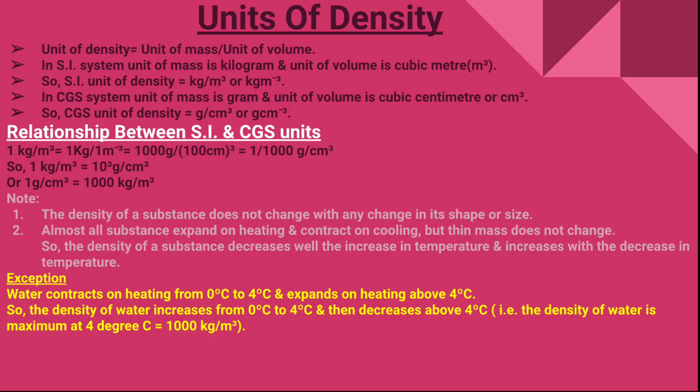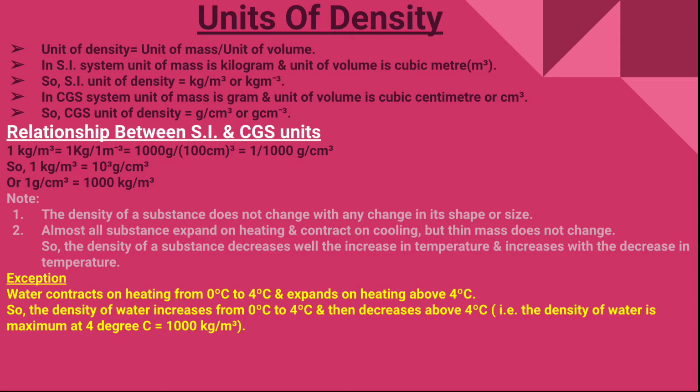Next we come to units of density. Unit of density is equal to unit of mass by unit of volume. So what is the unit of mass? In the SI system, the mass unit is kilogram and the unit of volume is cubic meter, or meter cube. So in the SI system, the density unit is kg per meter cube. You can write kg by meter cube, or kg m to the power minus 3.